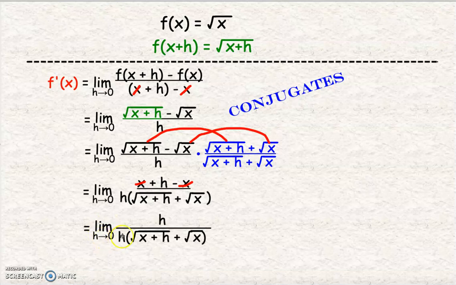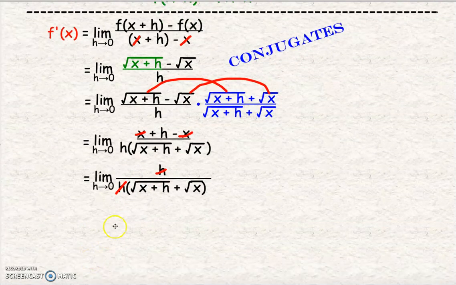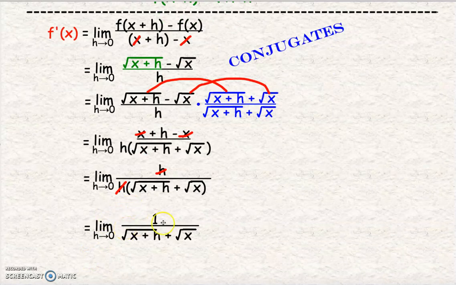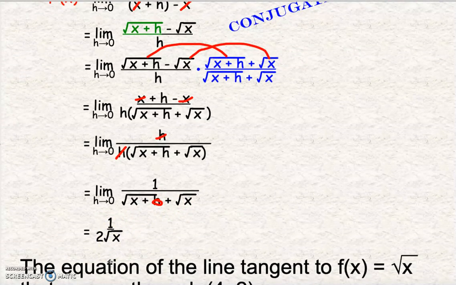And so we end up getting the limit as h goes to 0 of just h over h times this mess. And look right there, I see a Mr. 1 wearing some h's. And so now we can go ahead and take that limit, because we don't have that single h making the whole denominator go to 0. So if I allow h to become 0, what do we get? We get 1 over radical x plus radical x, which is just 1 over 2 radical x.